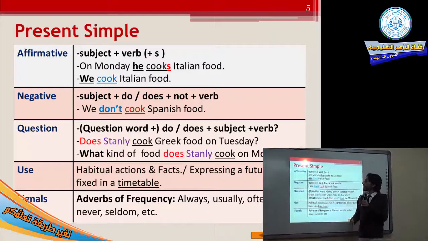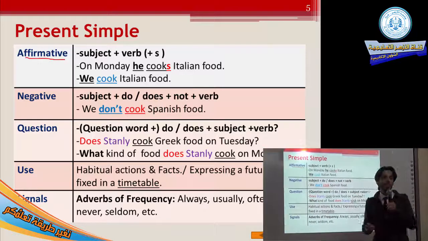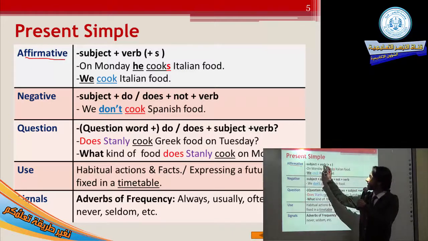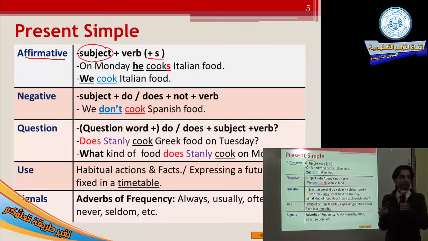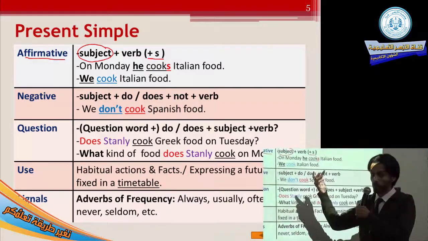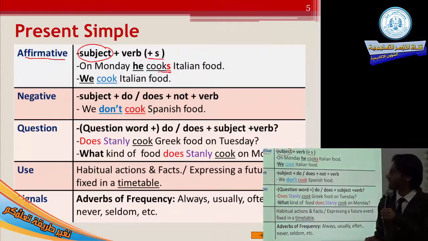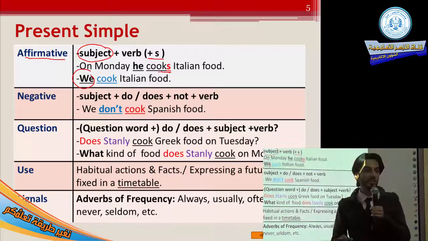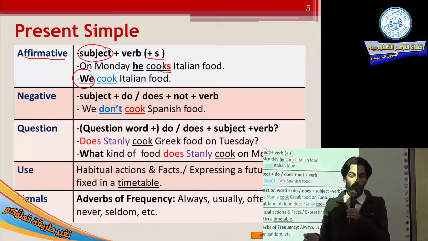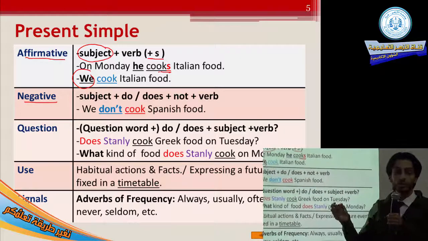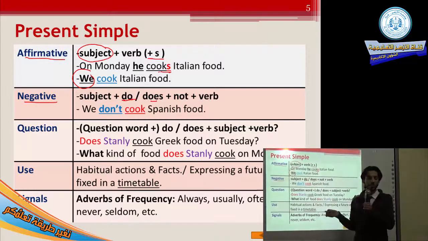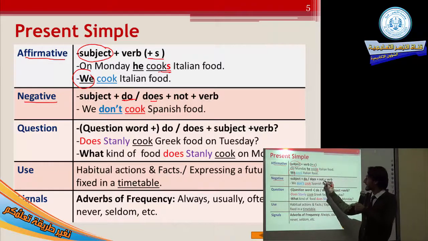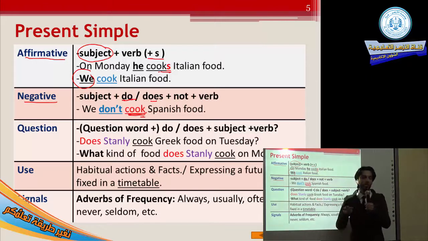This is the present simple. In affirmative, which mean positive sentences in positive form, we use subject, verb, plus S in the case of singular subject. And in the case of a plural subject, we omit this S. We don't need it. For example, on Monday, he cooks Italian food. We cook Italian food. Notice that we is a plural subject, so we don't need to use the S after cook. Clear? Negative form. In negative form, we need to use the helping verb do or does. Do in the case of a plural subject and does in the case of singular subject. Plus not plus the verb. The verb must be a bare verb. A bare verb. So we don't cook Spanish food.